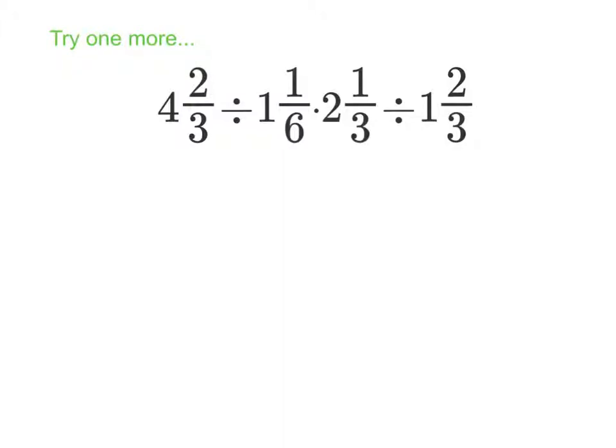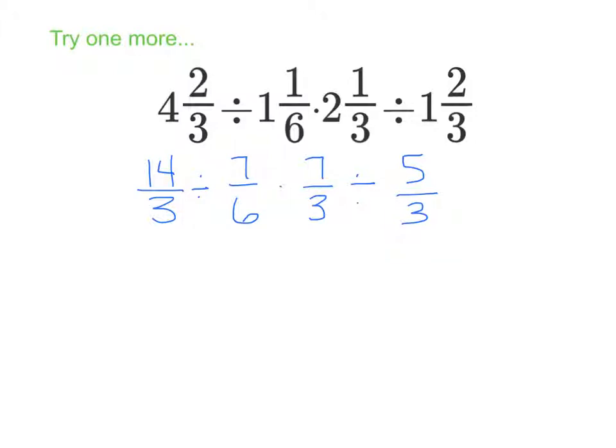Alright, on the first fraction, you'll have 14/3. The second fraction is 7 over 6. The third fraction is 7/3. And the fourth fraction is 5/3.